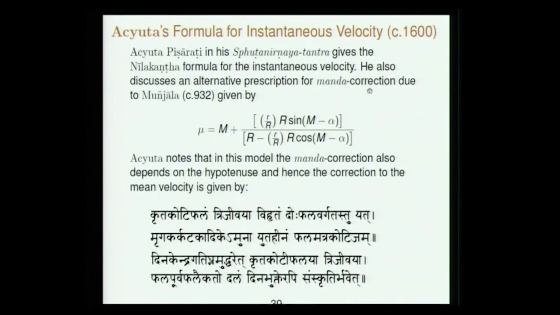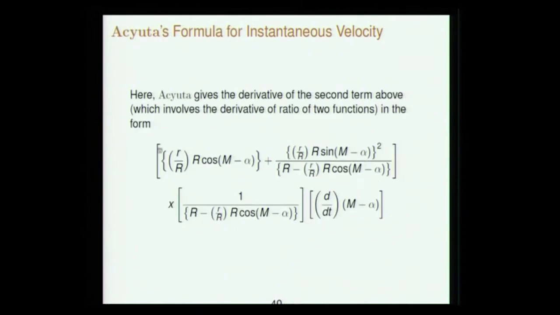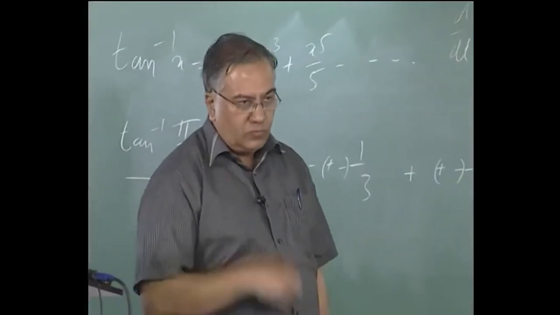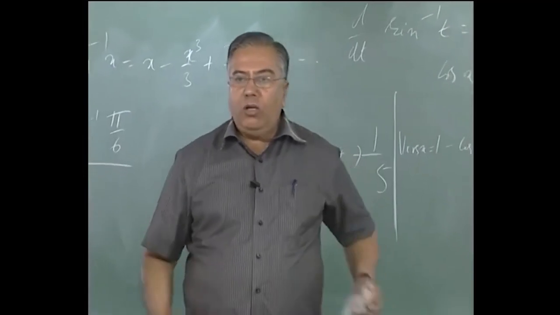This model of equation of center is due to Munjala, given in Laghumanasa. It involves a variable denominator here, which depends on the anomaly. So that m is a function of time here. So the derivative of this will involve knowing the derivative of the ratio of two functions. And again, Achyuta Pisharati is able to construct the derivative in the same way that we use today.